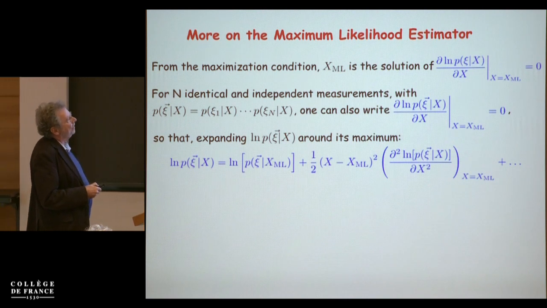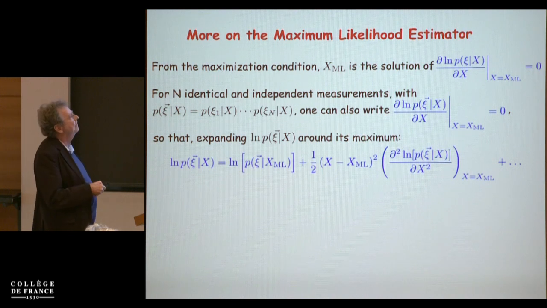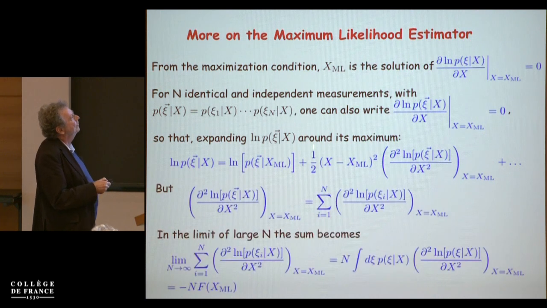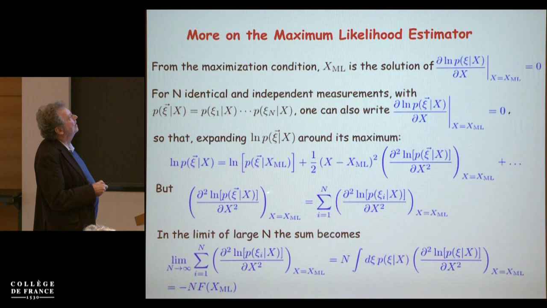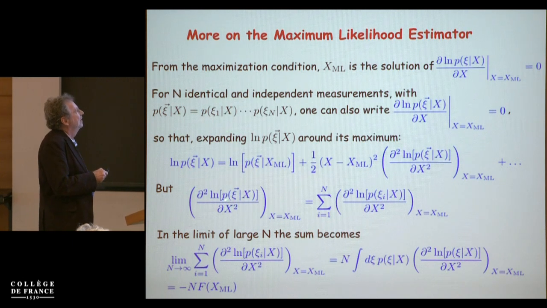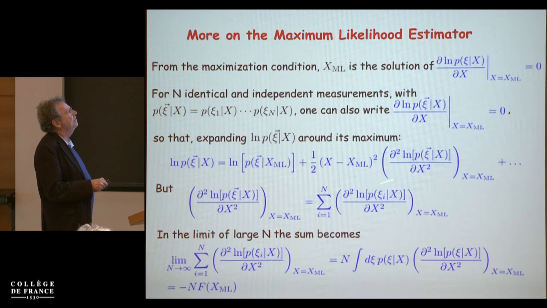Now, if we assume that this distribution here as a function of x is narrow enough, then we can expand it around this maximum and neglect these higher order terms. So we get then this expression here. We don't have the first derivative here because it is 0, so the first derivative that shows up is the second derivative. Now, if we have the second derivative of this product of probability distributions, this is just the sum of the logarithms. We can write it like that.